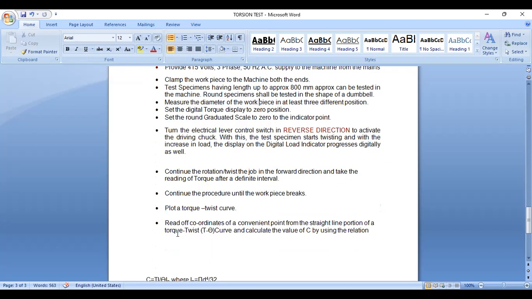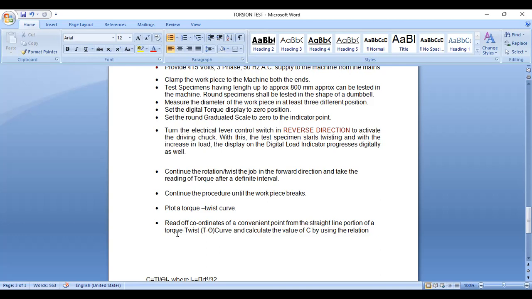Now coordinate the rotation: twist the job in the forward direction and take the reading of the torque after a definite interval. Continue the rotation and twist the job, taking reading after reading of the torque as well as the amount of rotation applied after a definite interval. Continue the process till the workpiece breaks.